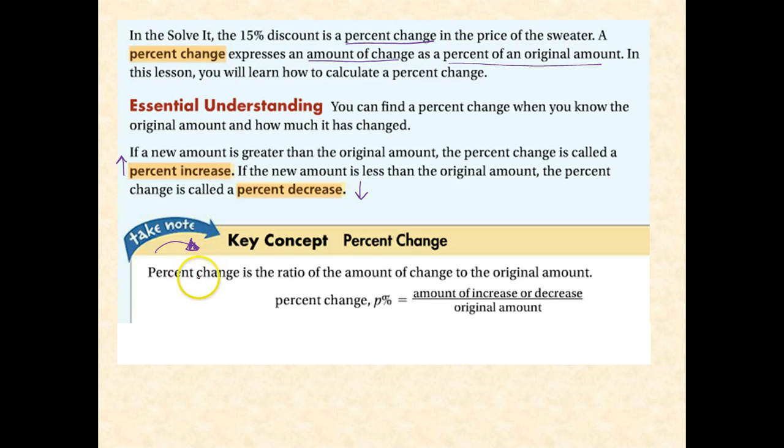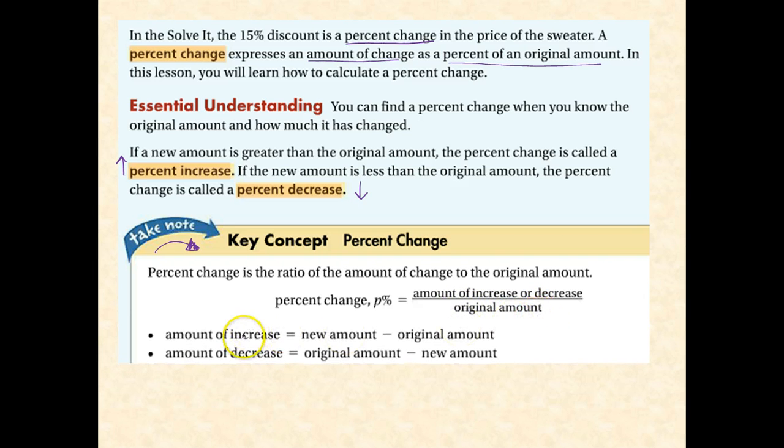The percent change is the ratio of the amount of the change to the original amount. The percent change, P%, equals the amount of increase or decrease divided by the original amount. Increase is new amount minus original amount. Decrease is original amount minus new amount.